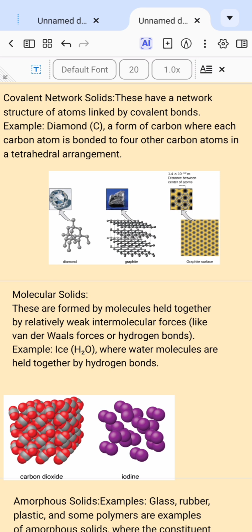The next one is molecular solids, which are formed by molecules held together by relatively weak intermolecular forces like van der Waals forces and hydrogen bonding. Why do we call it intermolecular? The forces arise between molecules, for instance between one water molecule and another. Within water, hydrogen and oxygen are held by covalent bonding, but between the oxygen of one water and the hydrogen of another water molecule, that is hydrogen bonding, which is weak.